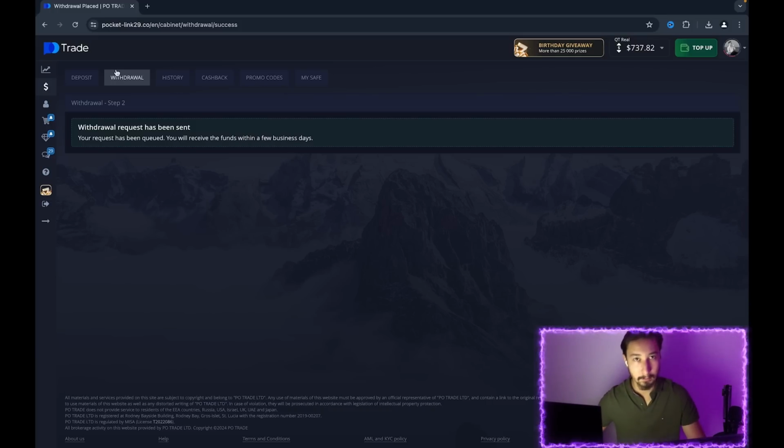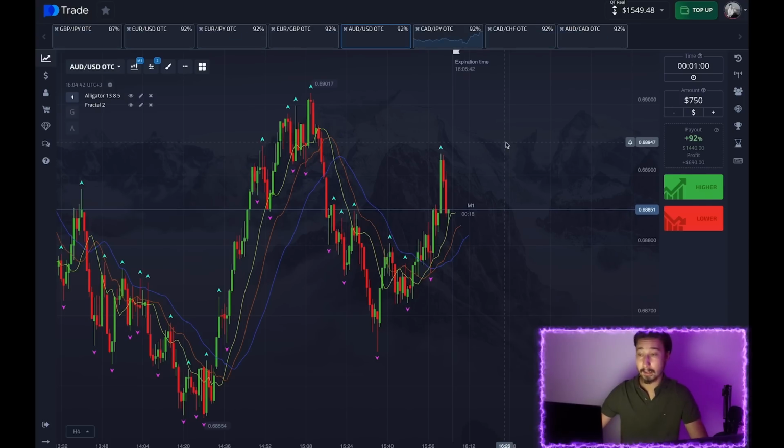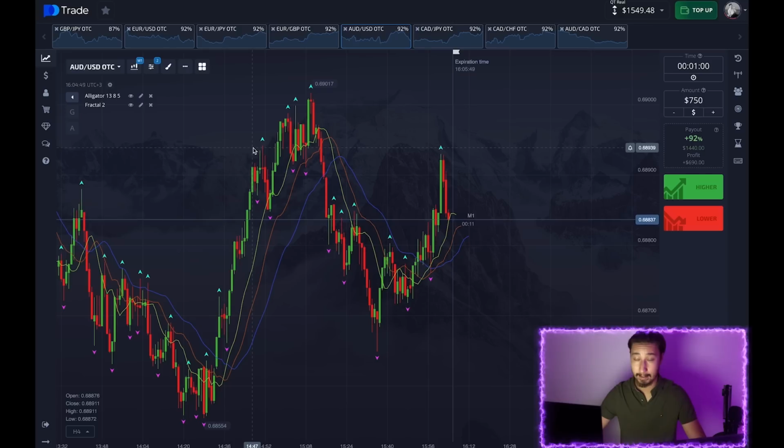Alright, withdrawal is complete. Let's proceed to the next strategy. Okay guys, let's proceed to the second strategy. We're going to use the next indicators, the alligator and fractal, when trading on the 1 minute time frame. As previous, I prefer the default settings of this indicator, right? The same thing. I suggest to start trading. I'll show the strategy without the SSI oscillator.